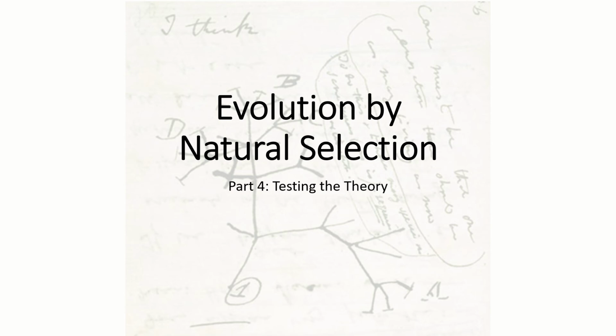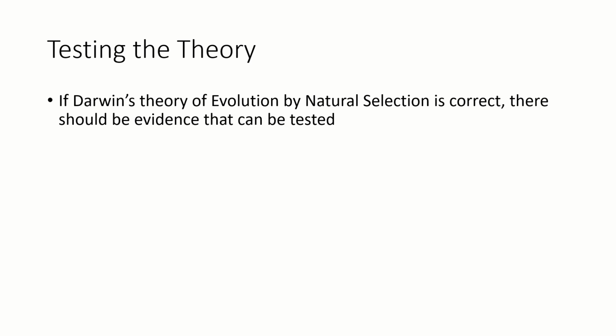In this section, we're going to start talking about some of the evidence for evolution and some of the testing that has been done to support natural selection. So, if Darwin's theory of evolution by natural selection is correct, then it should be able to make predictions that we can test. Now, keep in mind, Darwin, of course, did 20 years worth of experiments before he published this theory. We've had 150 years since then to test this theory.